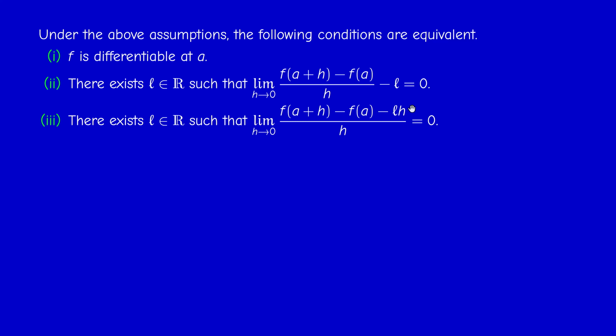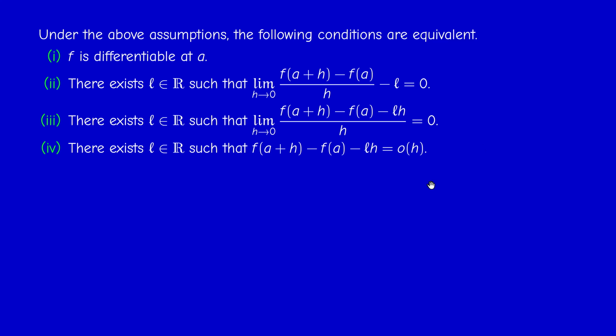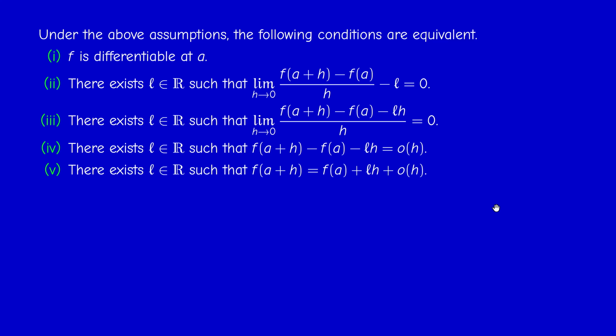Okay, if I reduce to the same denominator, I get f of a plus h minus f of a minus Lh over h tends to 0. And this precisely means, according to our convention, that I can write the numerator as small o of the denominator because the ratio tends to 0. Or if you like, f of a plus h is f of a plus Lh plus a small term of zeros. Okay, so plus small o of h.